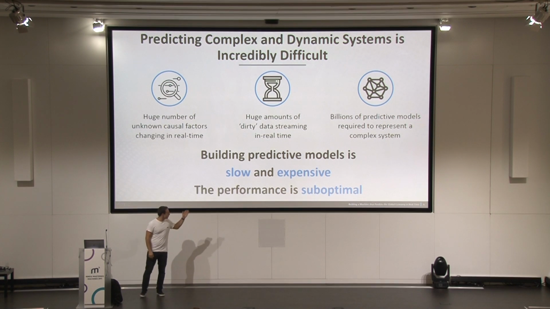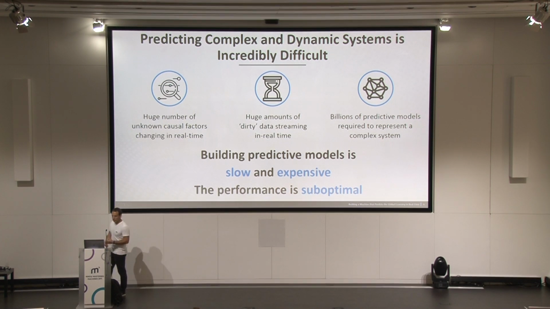So in summary, we have technology where building a model is too slow and too expensive, $50,000 to build a model. And the performance is suboptimal for a simple reason: models only work essentially backwards. They're not dynamic.